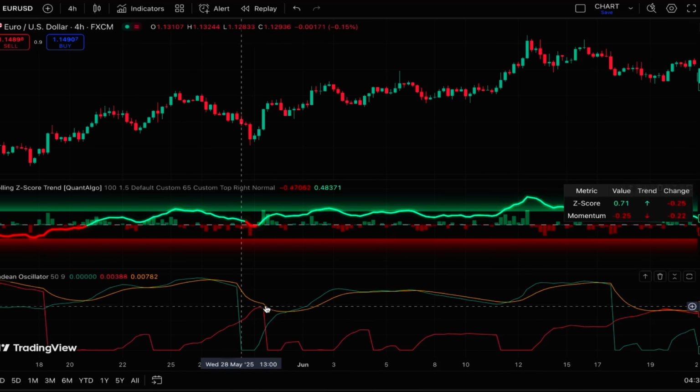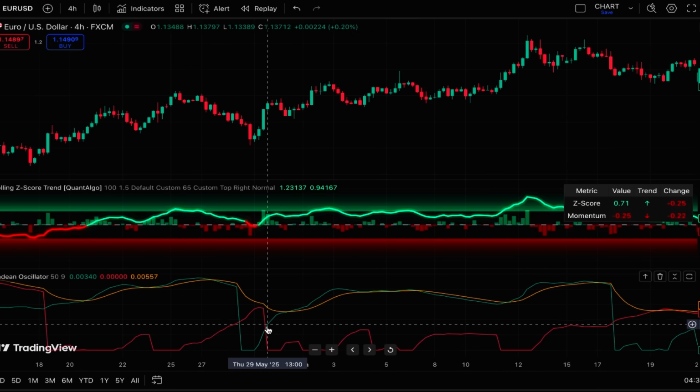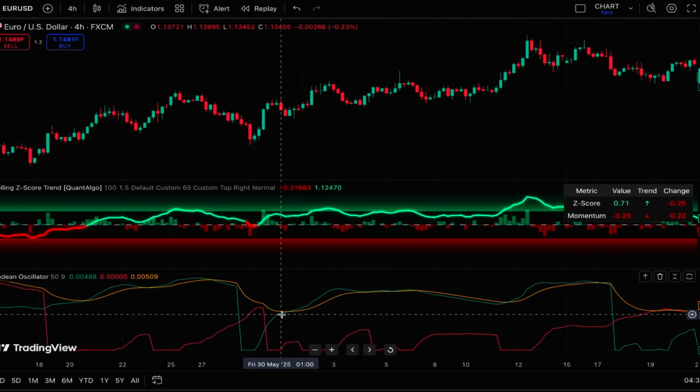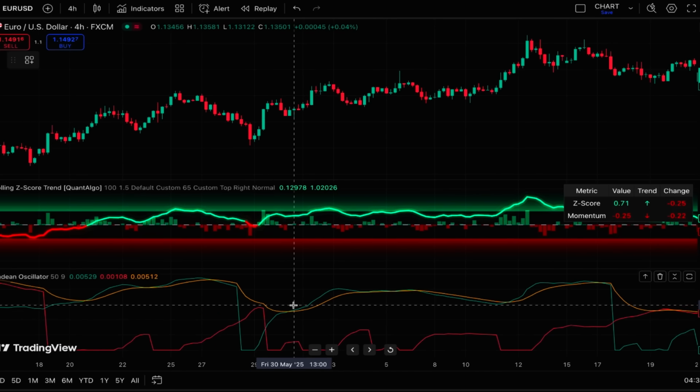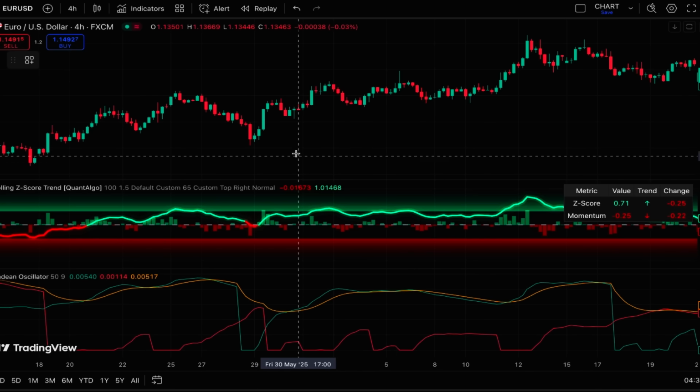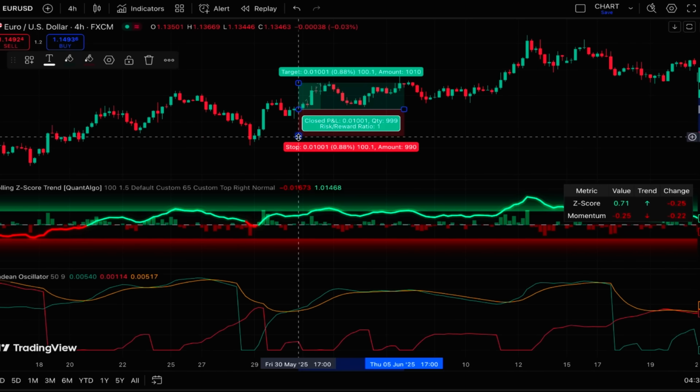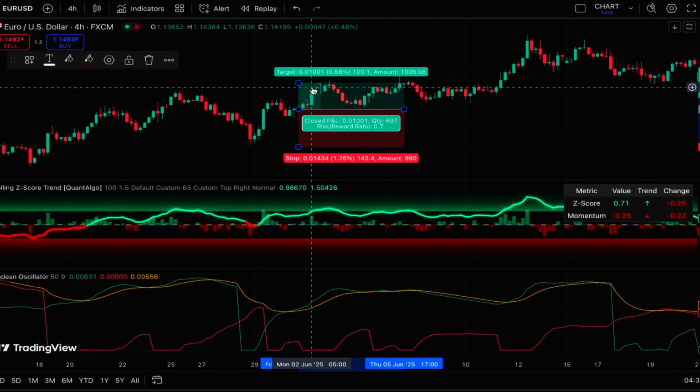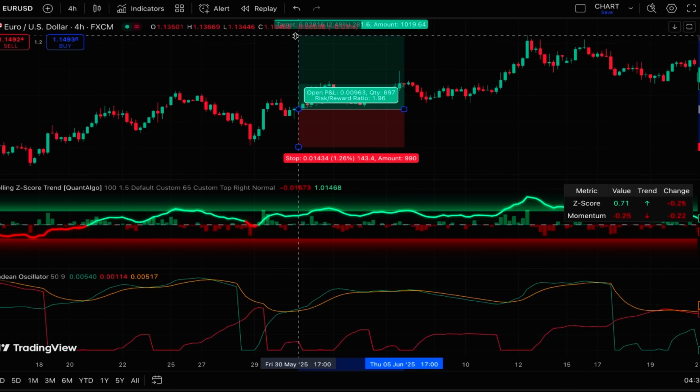So we want a setup like this, where the green line crosses above the red line and then after that crosses above the orange line. So the buy signal here is confirmed and we can enter a long position at this point when the new candle is opened. The stop loss goes below the previous swing low and the profit target is at 1.5 risk to reward ratio.